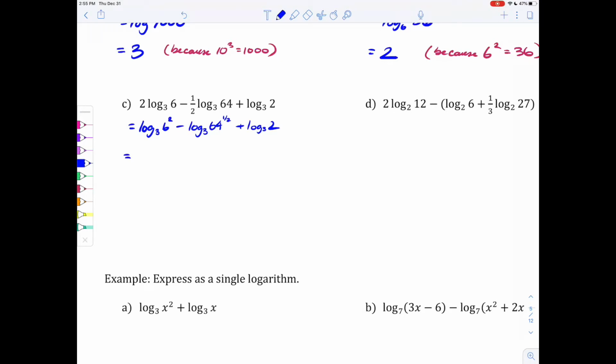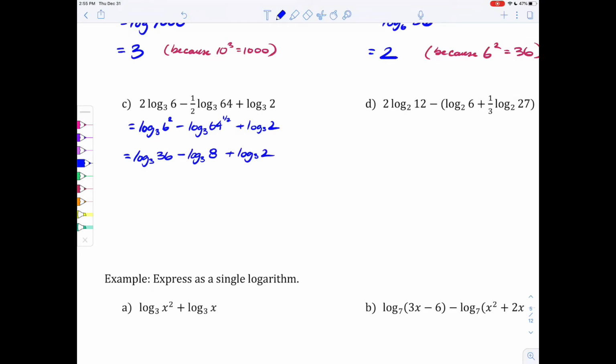My next step, I would personally just evaluate those exponents, or those powers, I mean. So 6 squared is 36. 64 to the power of 1/2. You should recall this from a couple years ago, that means we're taking the square root of 64. So that's 8. And that last one's still there.